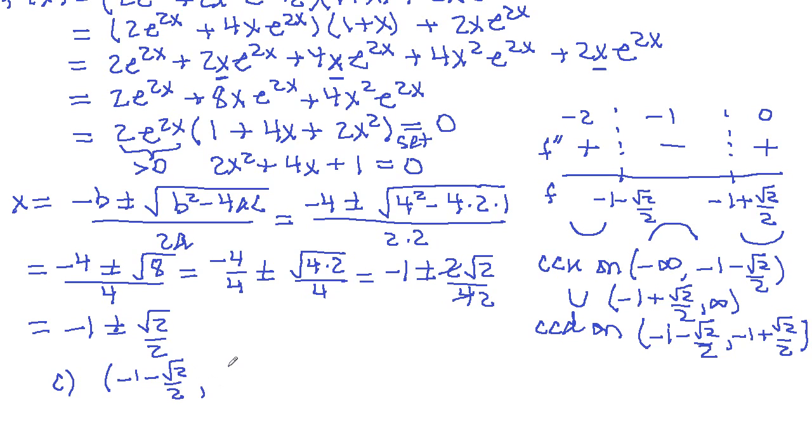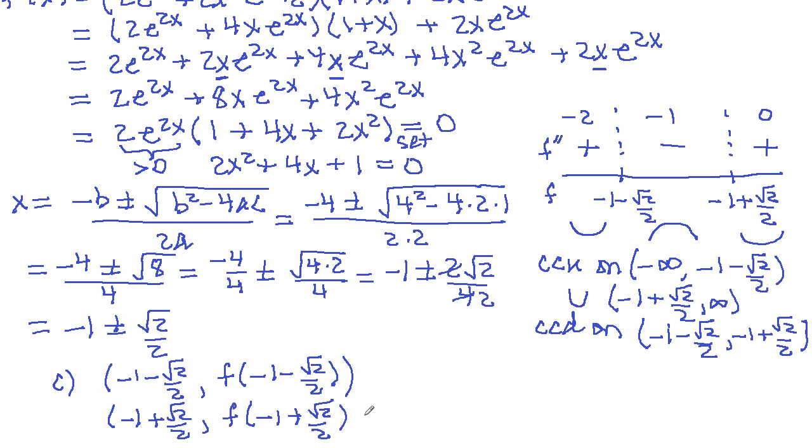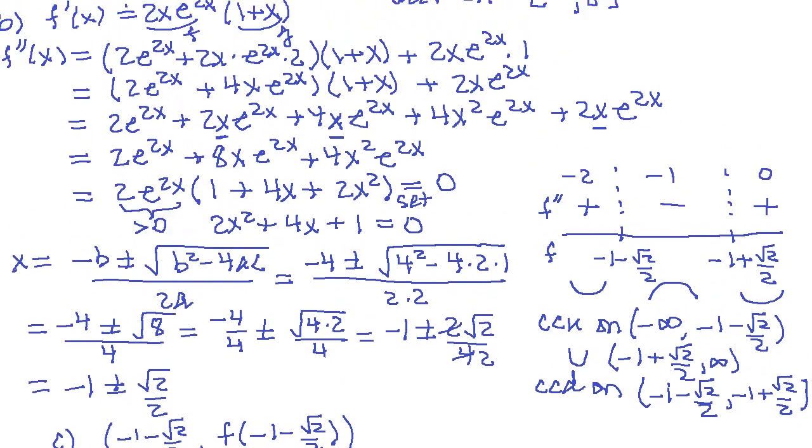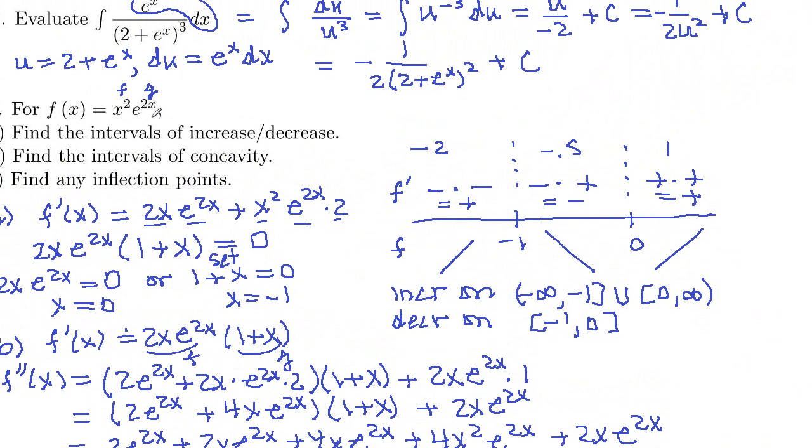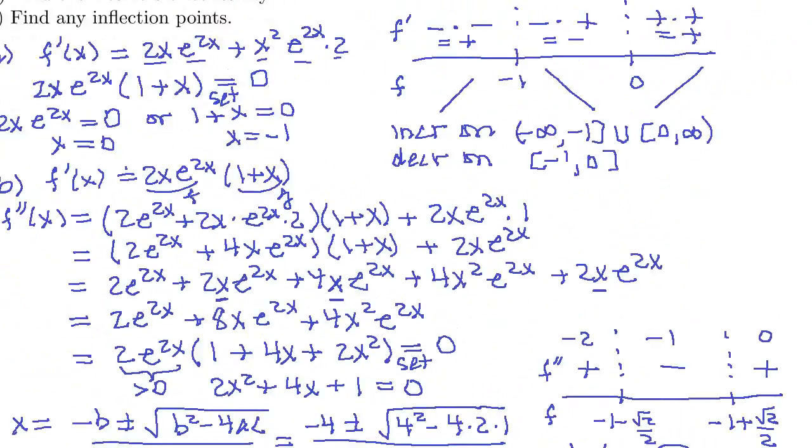And then the y value, you'll just take that and plug it into the original function. F, plug in negative 1 minus root 2 over 2. And then same thing with the plus. So we'll have negative 1 plus root 2 over 2. And then your y-coordinate, you're going to plug back into the original function. So f of negative 1 plus root 2 over 2. And then our original function, remember, is x squared e to the 2x right here. So that's what we're plugging into to get our y-coordinates.